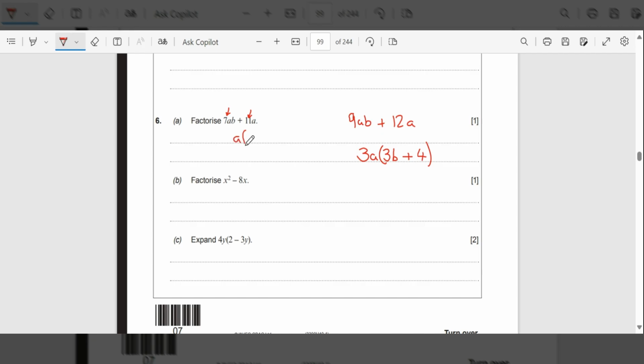So the only thing that can come out here is, surprisingly, the A. And here, the only thing that can come out is an X. If we take an X out of X squared, we're just left with X. If we take an X out of 8X, we're just left with 8. Expand means times. 8y minus 4 3s are 12, and y times y would be y squared because you're timesing a y by another y. Okay, that's expanding and factorizing single brackets.